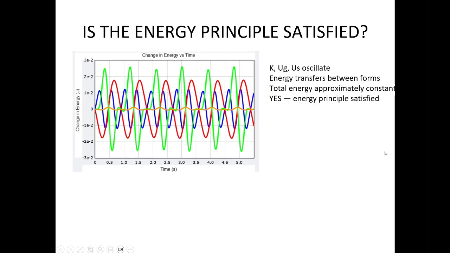This graph shows the change in energy over time. It shows the kinetic, gravitational, and spring energy all oscillate as the system moves, transferring energy between the forms. But the total energy remains approximately constant, confirming that the energy principle is satisfied in this model.